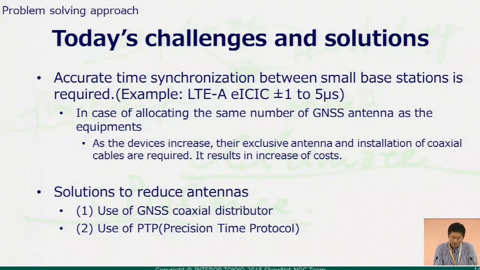Number one, use of GNSS coaxial distributor. Number two, use of PTP, precision time protocol. Using GNSS coaxial distributor is not flexible, so PTP would be a fascinating protocol to achieve highly accurate time synchronization.